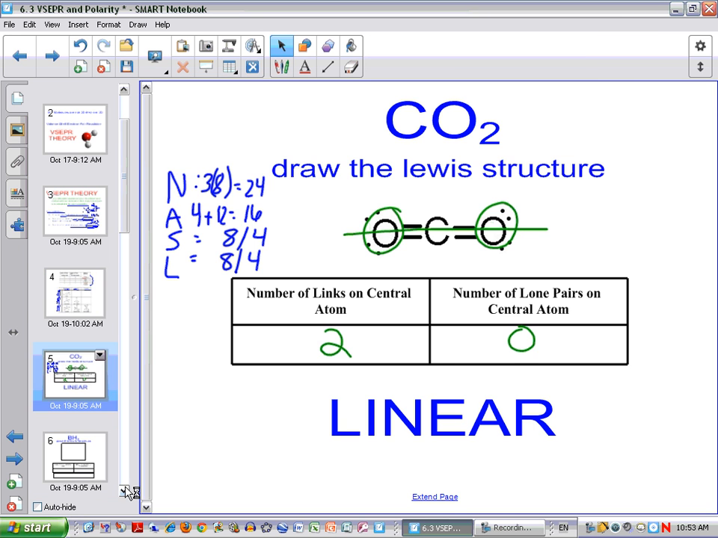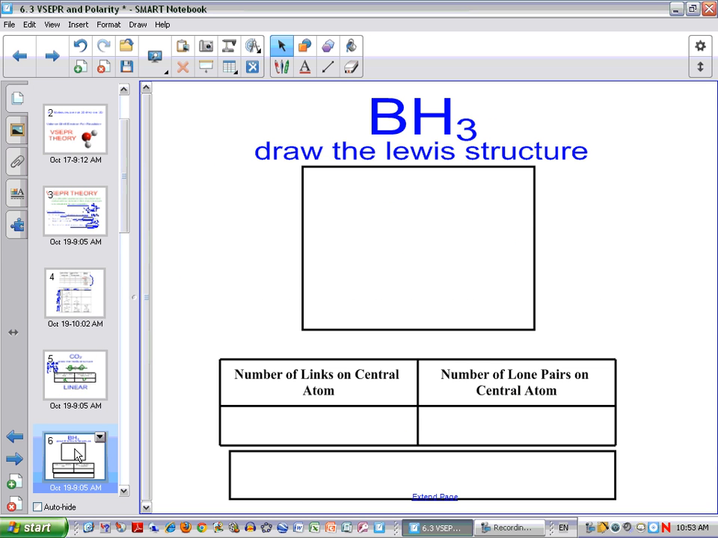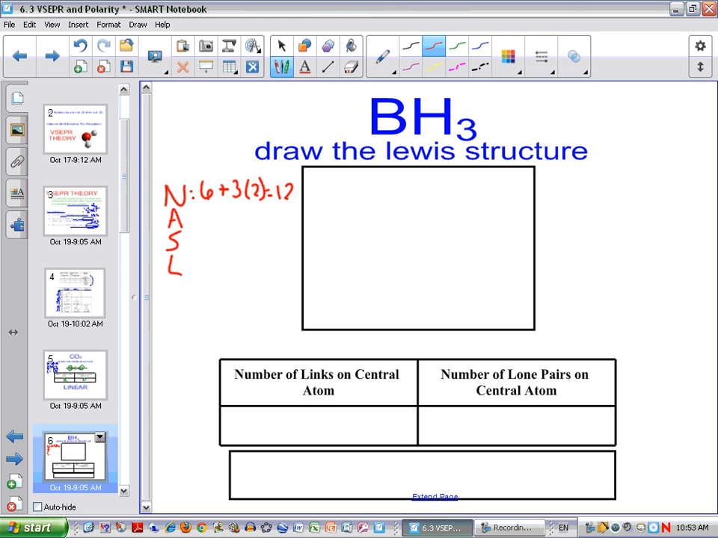Let's do another one. BH3. We got boron in this one. What do you know about boron? He's a moron. So as we NaSl this guy, boron needs 6, and then we have 3 hydrogens that need 2. That comes out to 12.